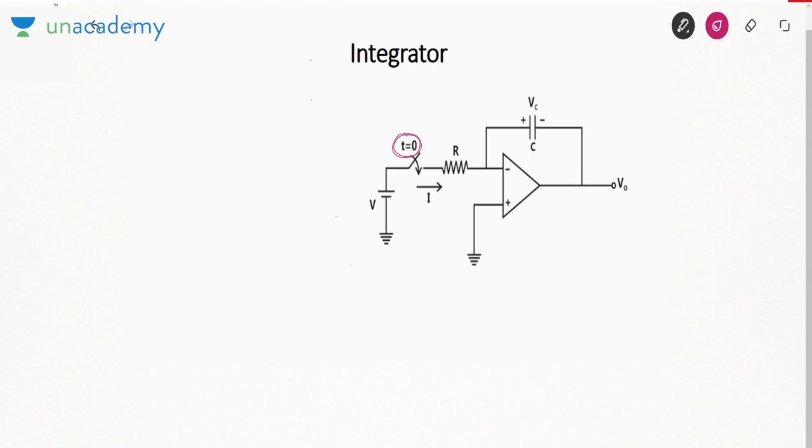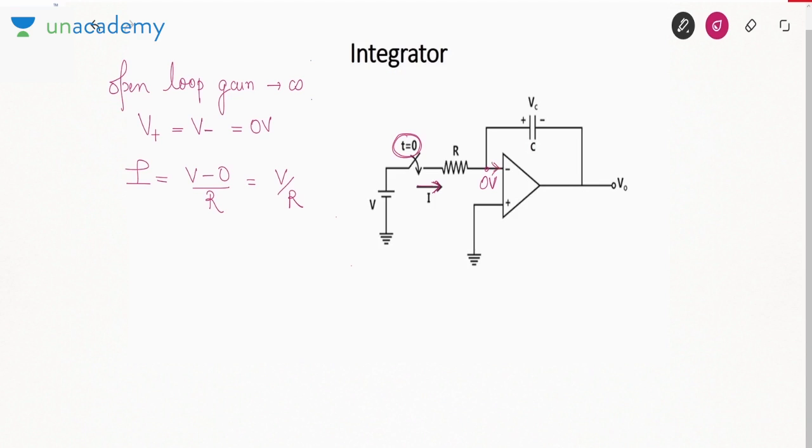At t equal to 0, we are closing this switch. So this current I will start to flow. Assume that open loop gain tends to infinity. In that case, you can say that positive and negative terminal voltages are equal. So that is 0. So here we have 0 volt. So what is this current I? I will be V minus 0 by R, or you can simply say V by R.